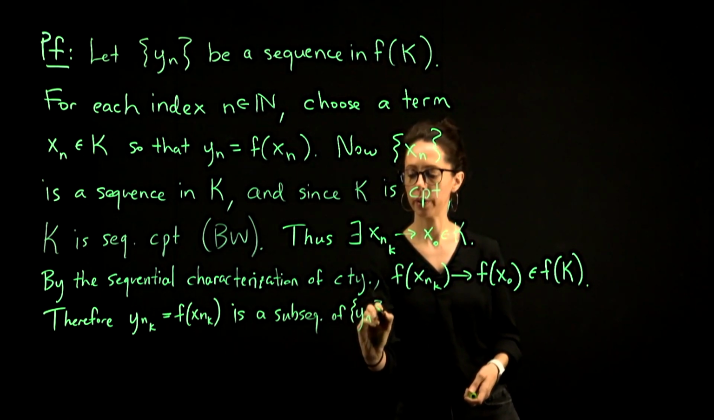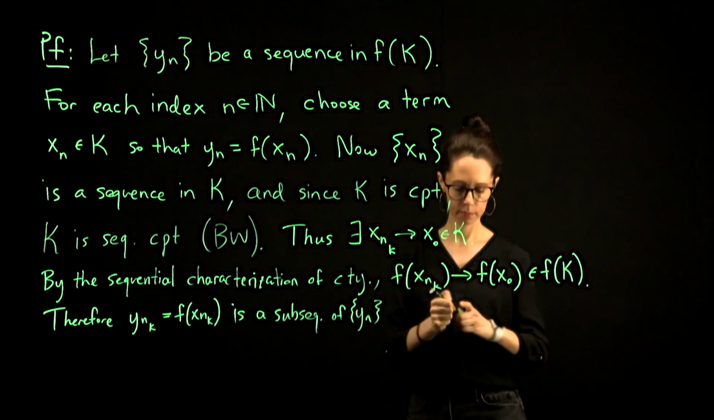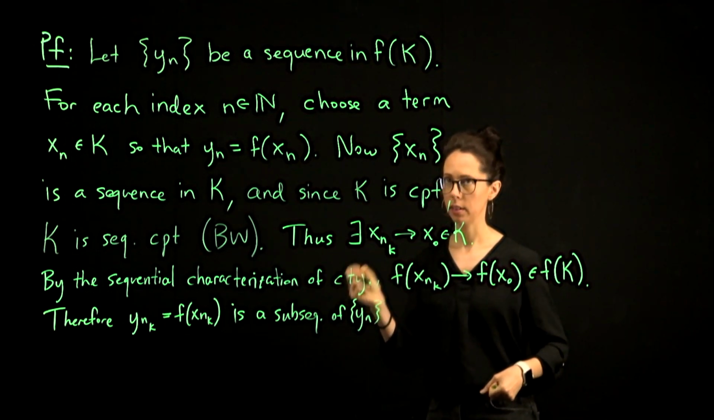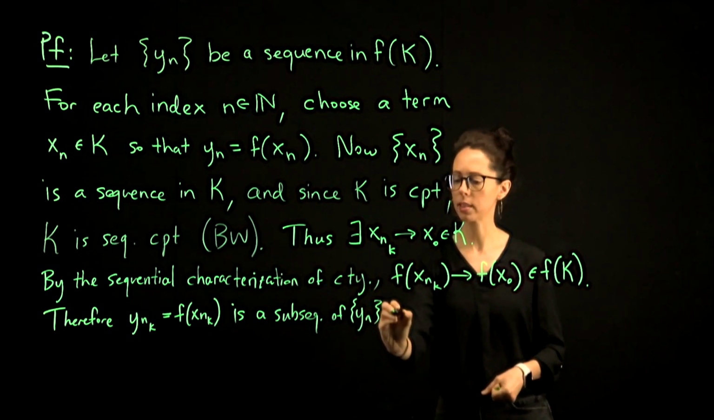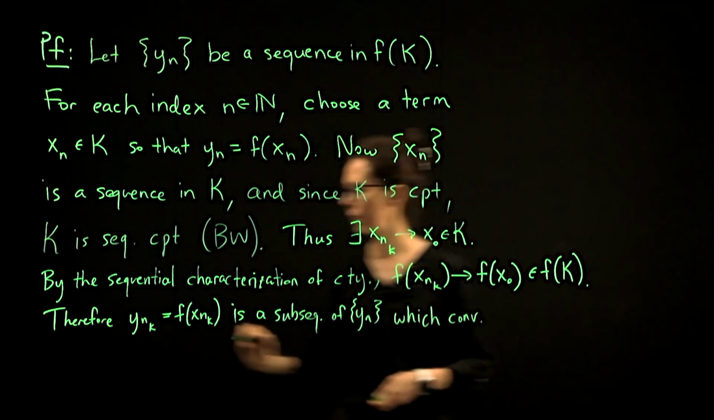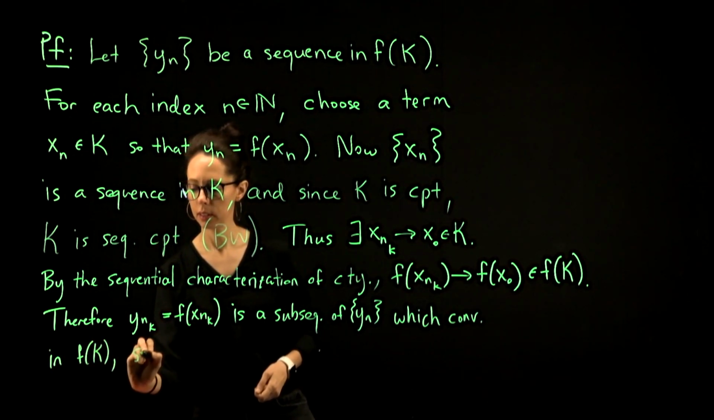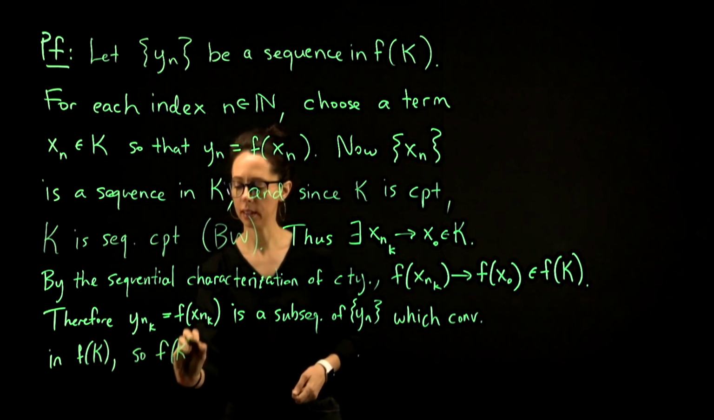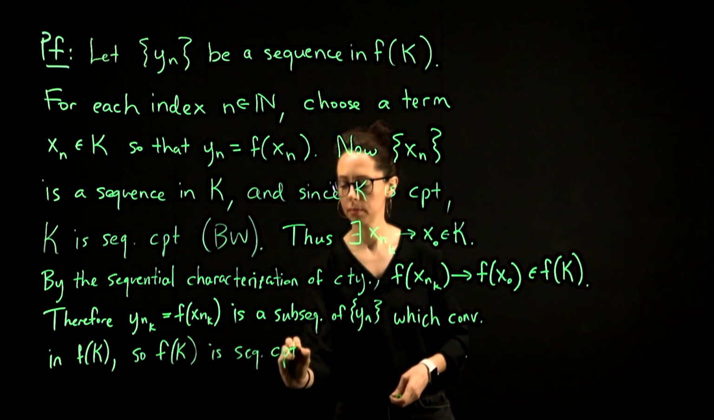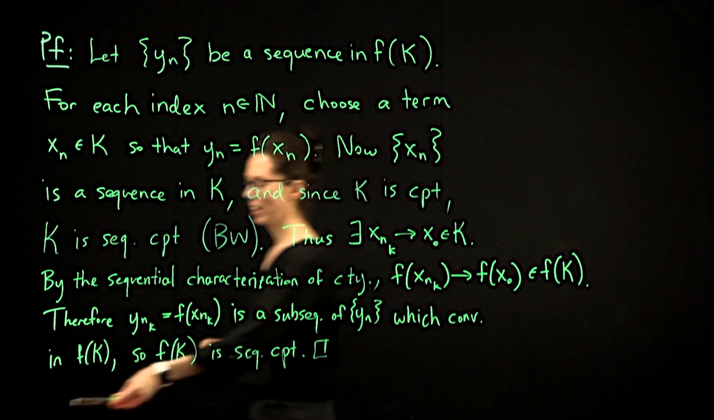Sorry, I'm being a little bit casual here with my sequence notation, but this is a sequence, this is a sequence. Which converges in f of K. Okay, is a subsequence of this which converges in f of K. So f of K is sequentially compact, and that is enough by Bolzano-Weierstrass. I'll just go ahead and end my proof there, in part because my marker is getting squeaky.